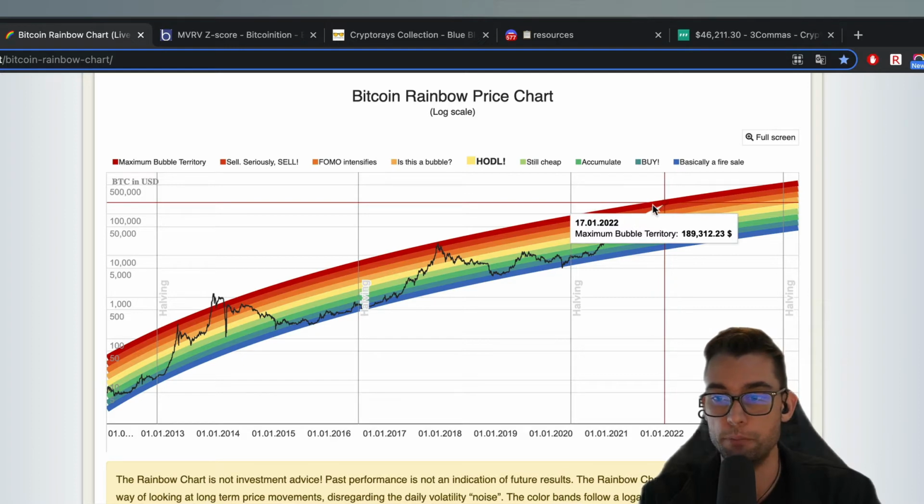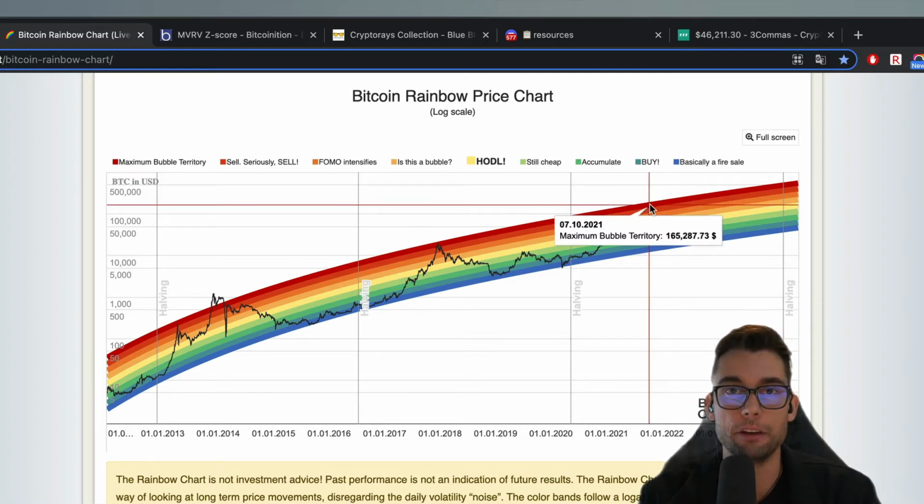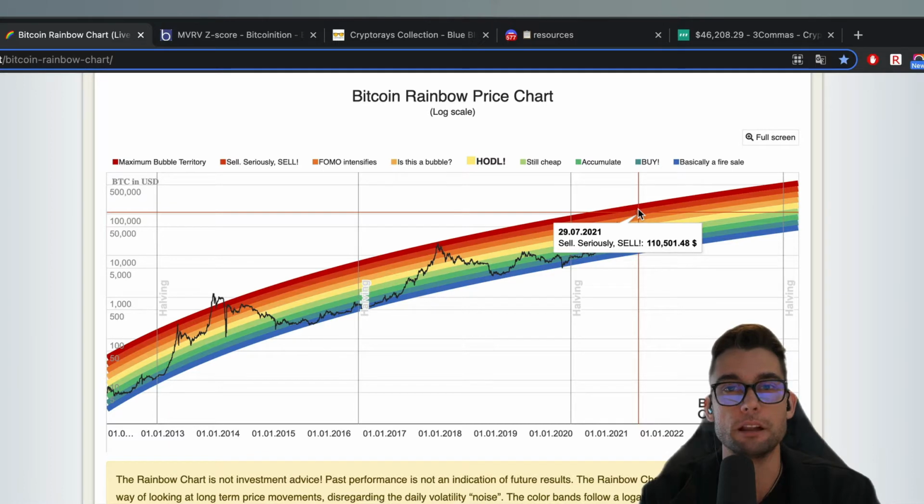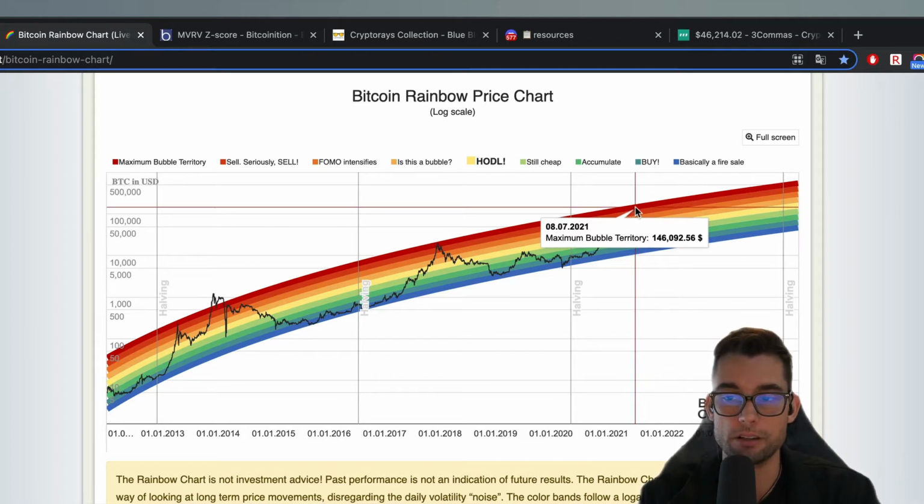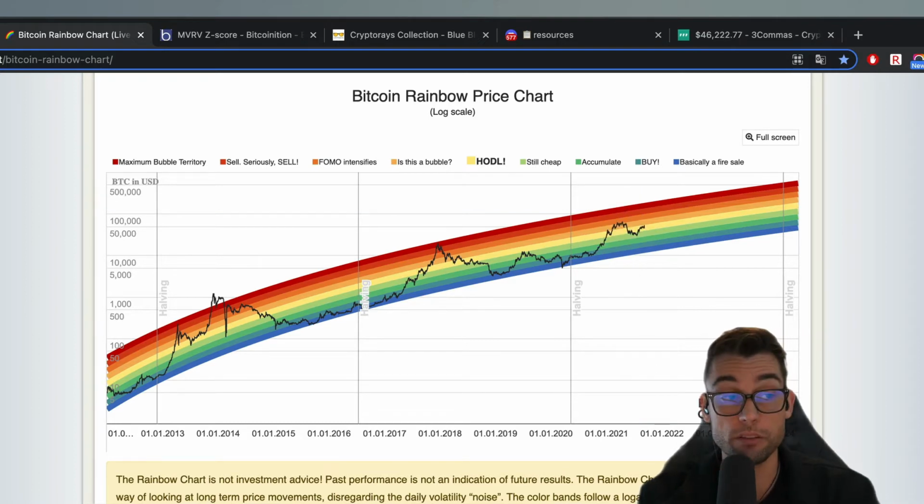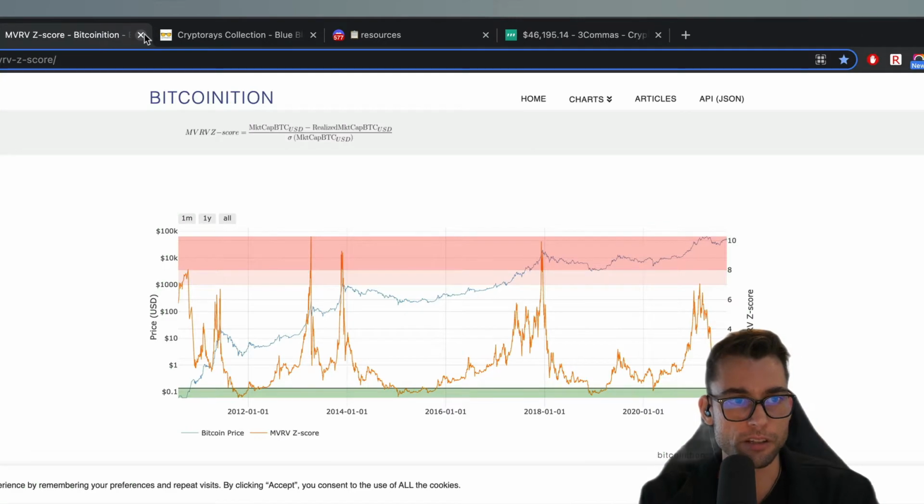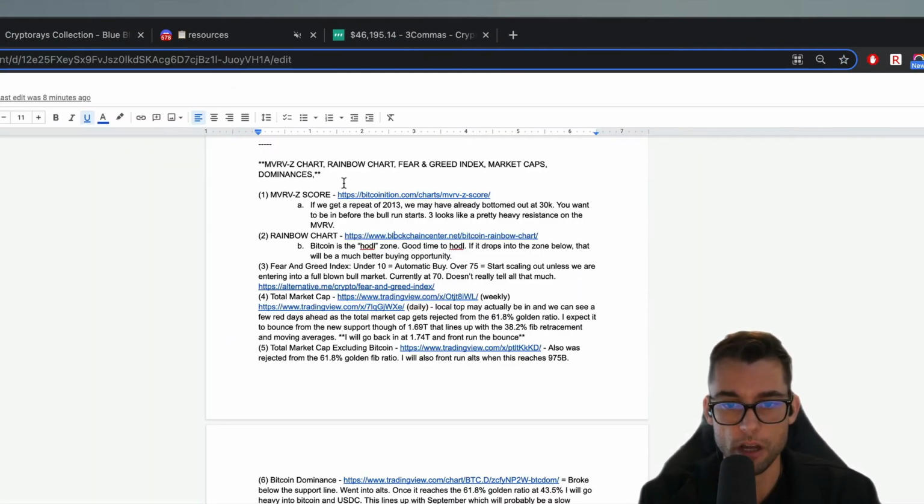If it comes into this maximal bubble territory, I'm going to sell as soon as it gets here. I'll sell 50% of all of my crypto as soon as it gets into maximal bubble territory, and then probably put stop losses on everything else. So yeah, we got that. Things are looking good when it comes to the Bitcoin rainbow chart, and things are also looking good in the MVRV score.